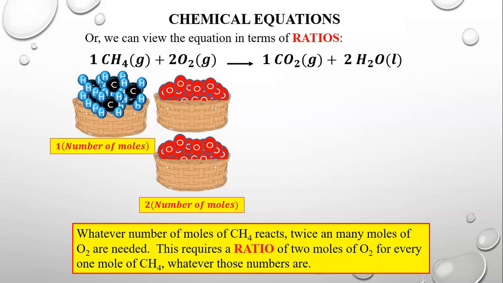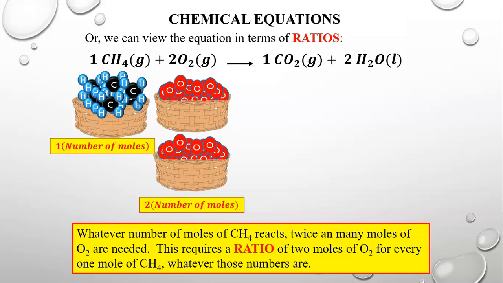Or excuse me, of O2. If you have 50 moles of CH4, you're going to need 2 times that, or 100 moles of O2. So you can use any number of moles you want. It's just saying that they have to be a 2-to-1 ratio. You have to have twice as many moles of O2 as you have of CH4.